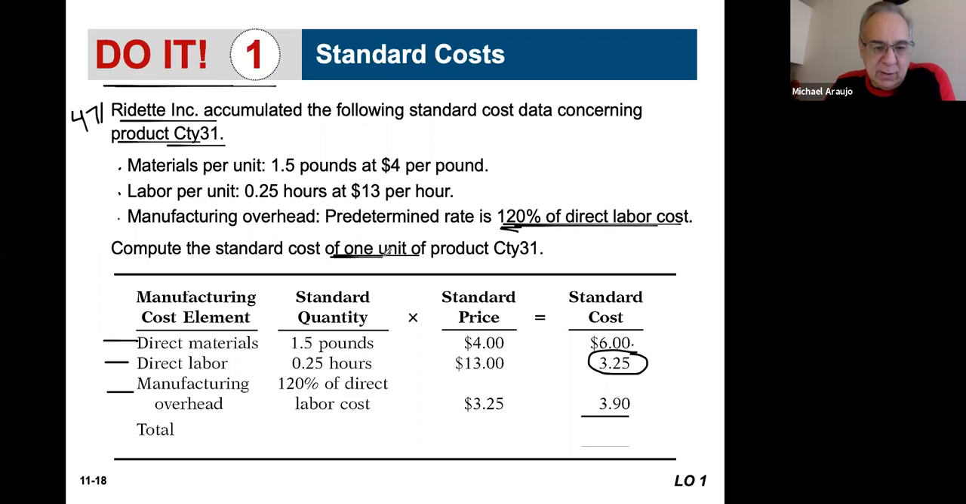So to create the total standard cost for 1 unit, all of these are added together: $13.15 for 1 unit. I'm coming back to our big screen now and asking if there are any general questions on learning objective 1.